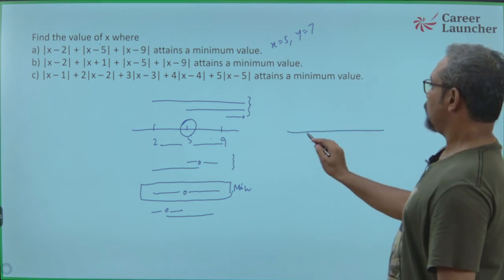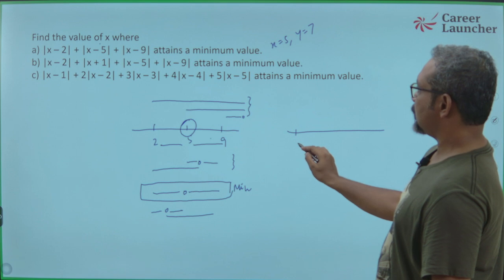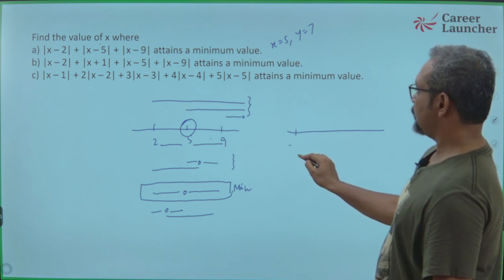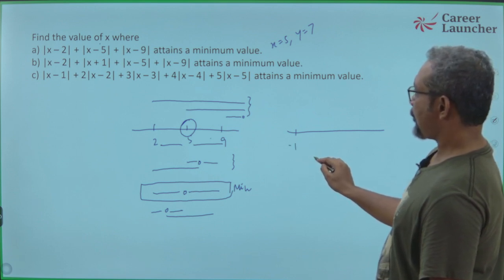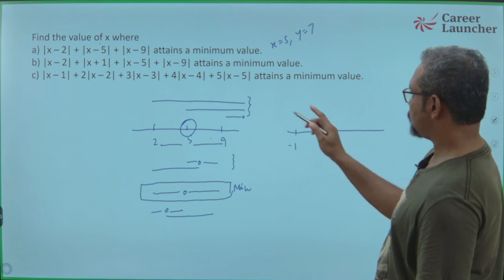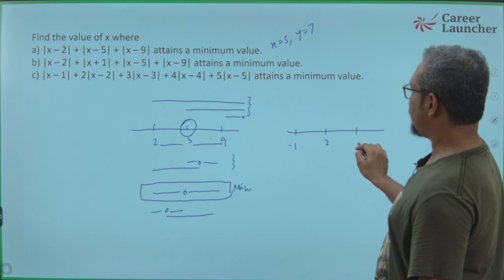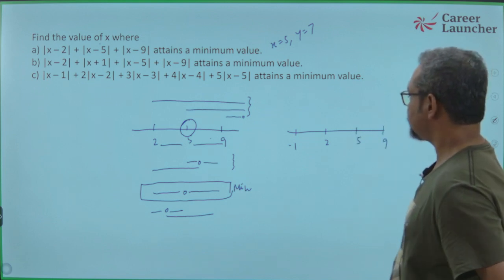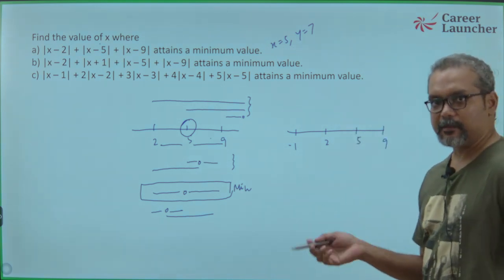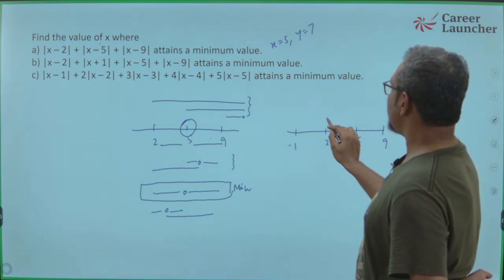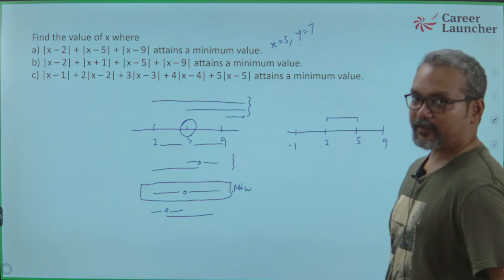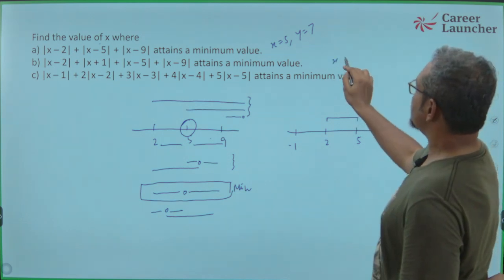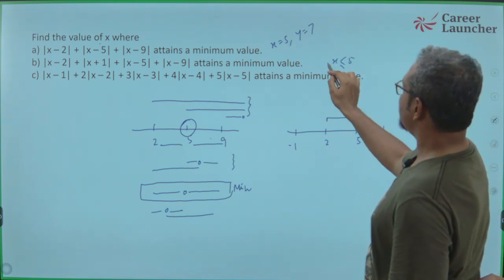So we have got the values as -1, then we have -2. So that means 2, then 5, and then 9. Now since there is no single middle point, the minimum value will be attained at any value between 2 and 5. So the value will be x less than or equal to 5, greater than or equal to 2.